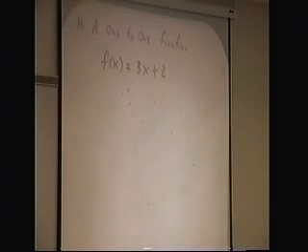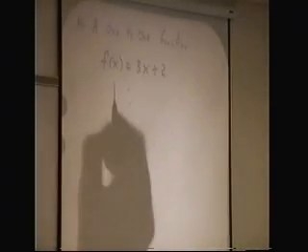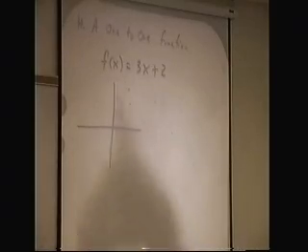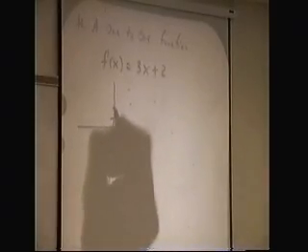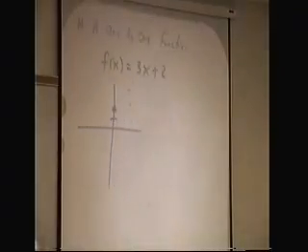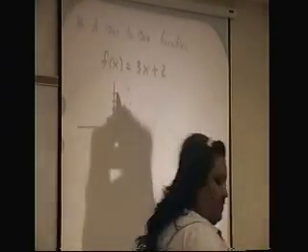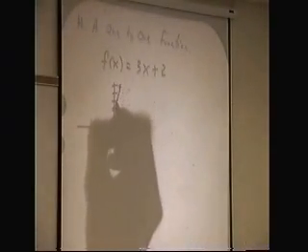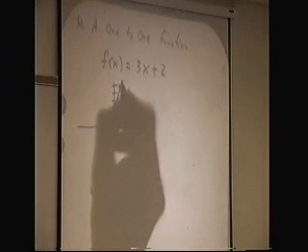What's the y-intercept? 2. Nope. 0, 2. What is it? 0, 2, thank you. And the slope? 3 over 1, 1, 2, 3 over 1. Pretty steep line, looks something like this.